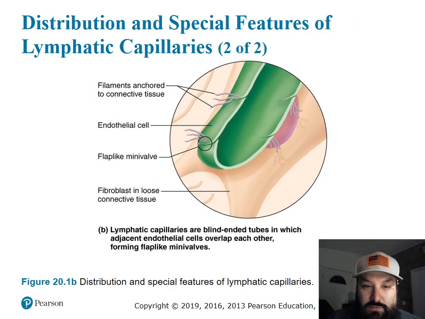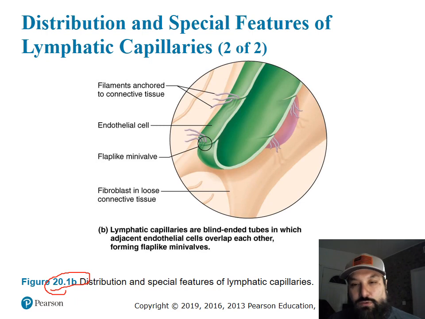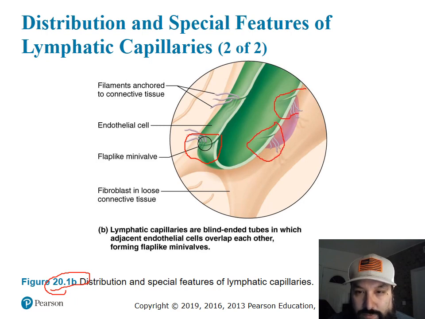So here's figure 20.1b. It is a figure that describes visually what these mini flaps look like. You see several mini flaps. One is circled, I'll circle that one right there. There's another mini flap there, and another mini flap there. And then, of course, there's the fourth one there. Four mini flaps there, okay?